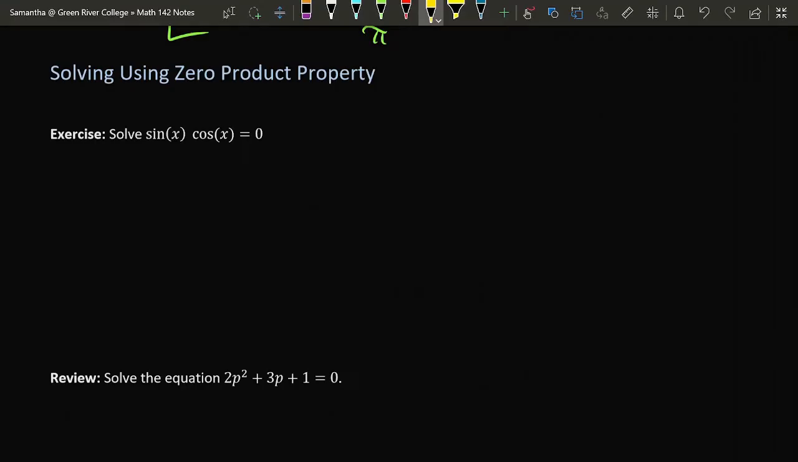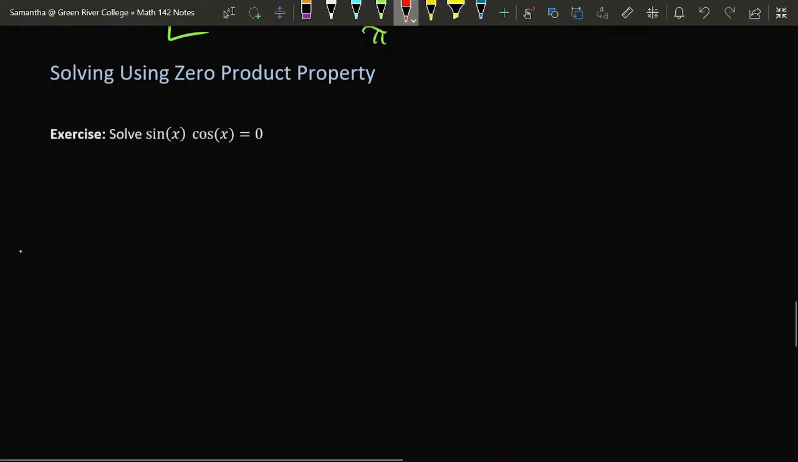For part 2 of the talk about slightly more complicated trig equations, let's look at problems that potentially have more than one trig function in them. For example, someone asks me to solve sine of x times cosine of x equals 0.